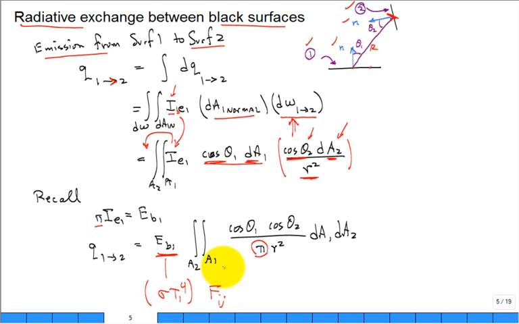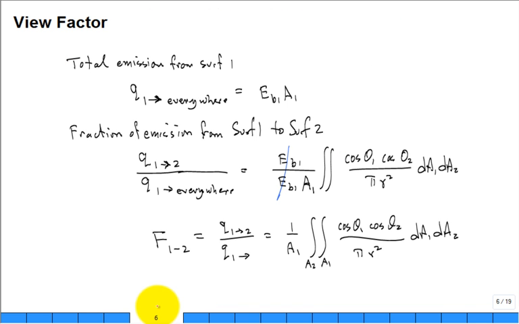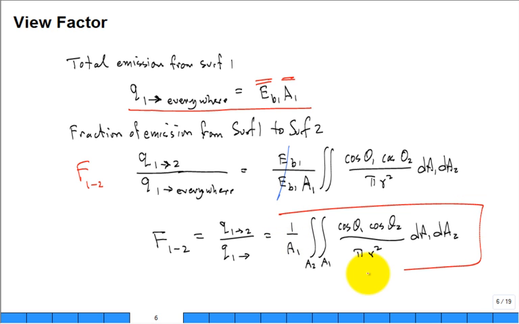That's the definition of the view factor. We could play with it a little more. I'll do that on the next slide. Basically, 1 to everywhere is just the area 1 times the black body emissive flux. And then you do this ratio to get the fraction. This is the fraction from 1 to 2. The EBs cancel, and you're left with this nice equation for the view factor.